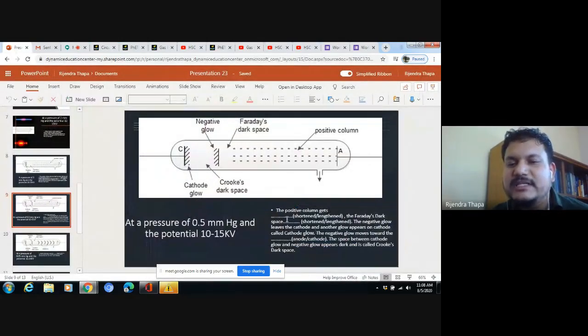The Faraday's dark space gets elongated. The negative glow leaves the cathode and another glow appears on the cathode called cathode glow. The negative glow moves towards the anode. The space between the cathode glow and the negative glow appears dark and is called Crookes dark space. Okay, so this is what is observed.